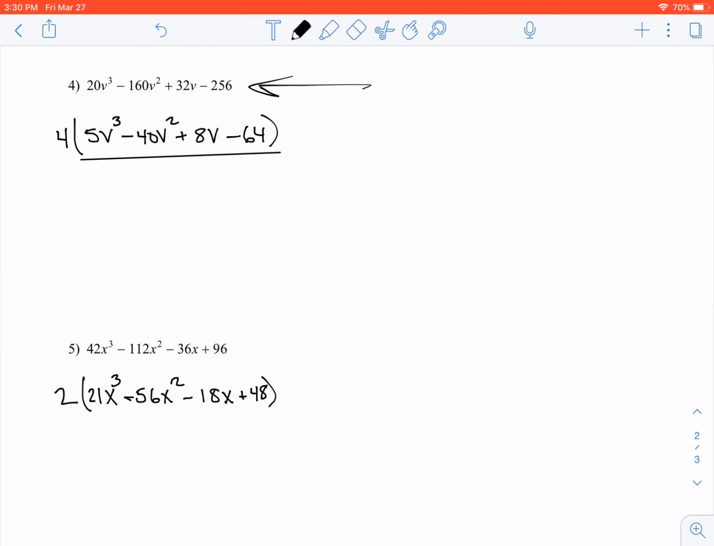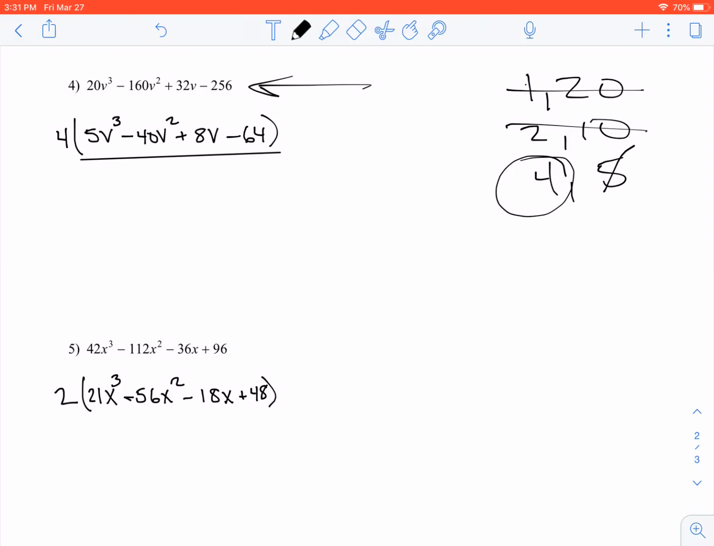Now, how did I find the 4? I looked at the 20, the 160, the 32, and the 256, and I listed out my factors of 20, right? 1 and 20, 2 and 10, 4 and 5, right? And then I went through those factors and I tried to determine which one went into all the other numbers. So I knew that 20 did not go into 32. I knew 10 didn't go into 32. Okay, I know 5 doesn't go into 32, but I know 4 does.